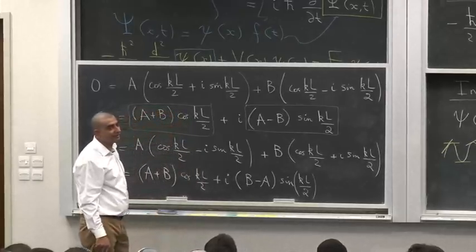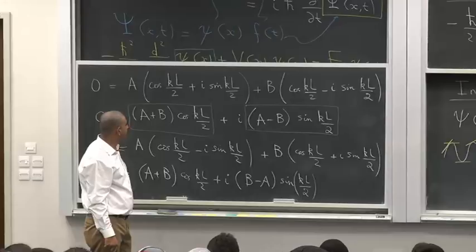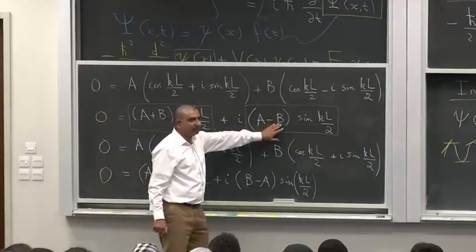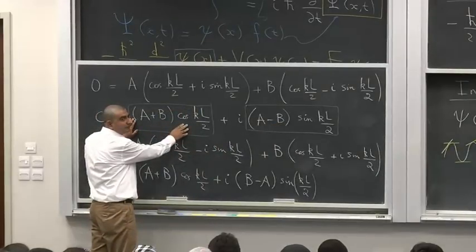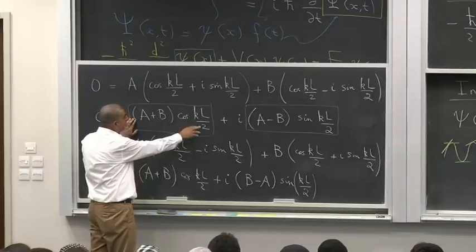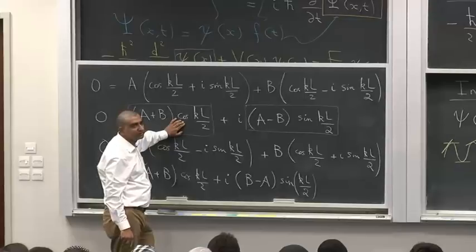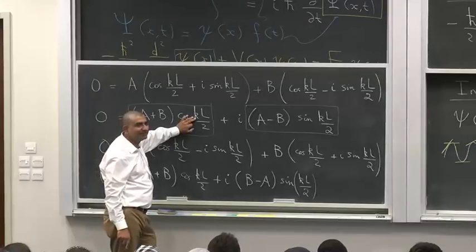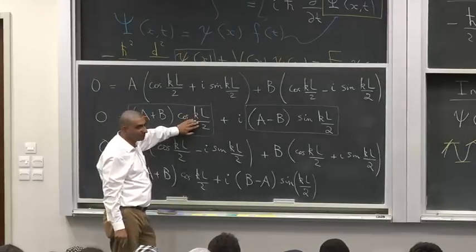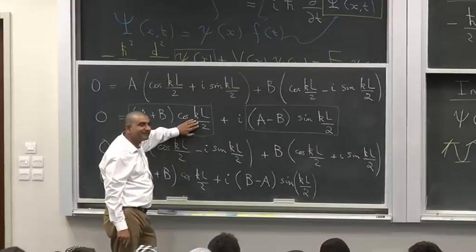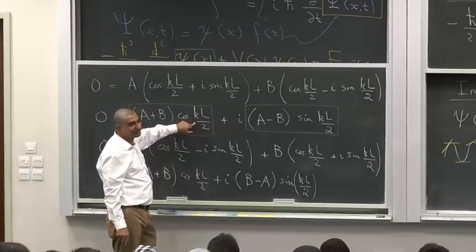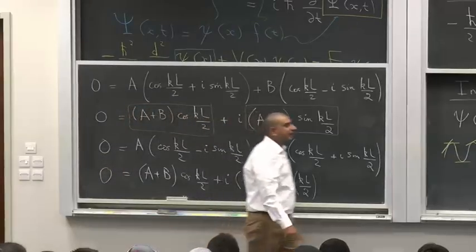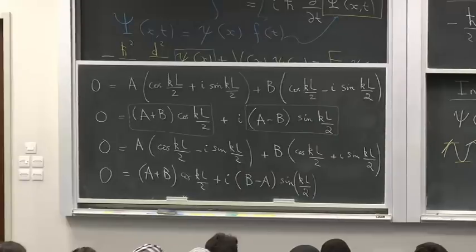If we put A equals B, then we get the real cos, cos KL over 2 times (A plus B). This equals 0. So this cos is continuous. Why does the cos become discontinuous? But then you can put a constraint on k, K to be something that makes this go to zero. So it's not starting off from one. You can put k such that KL over 2 is 90 degrees. Then you get zero here. So what we could do is take the derivative. We could find the slope of the wave function.